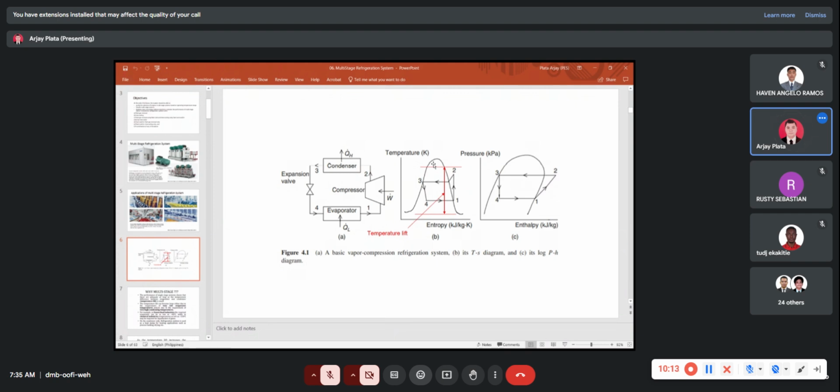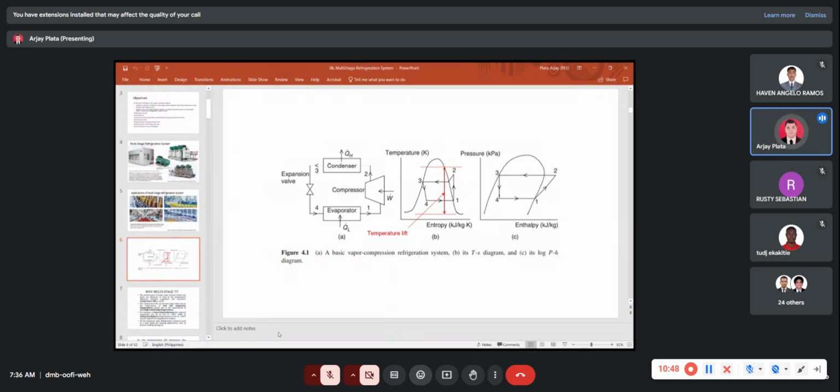This is the TS diagram. So the evaporator is here and the condenser is here. As long as the difference between evaporator and condenser temperature is small, we can use single stage. However, if there's a large difference, what we refer to as the temperature lift.